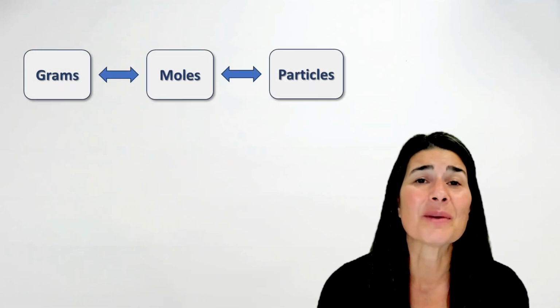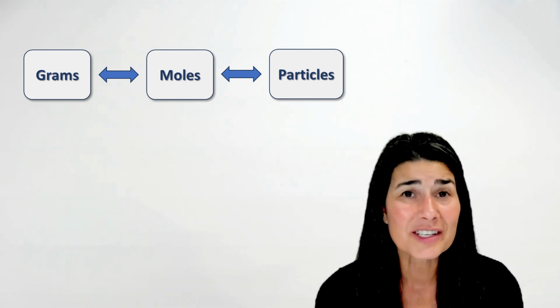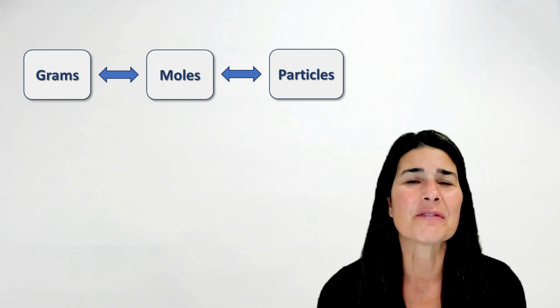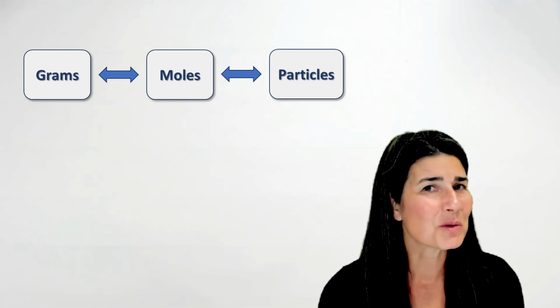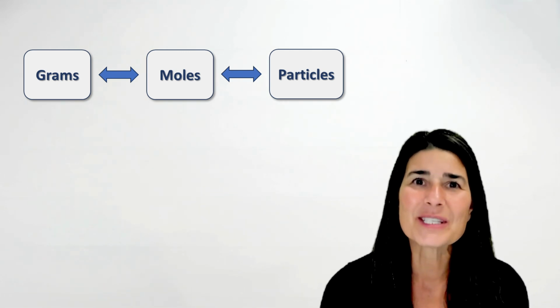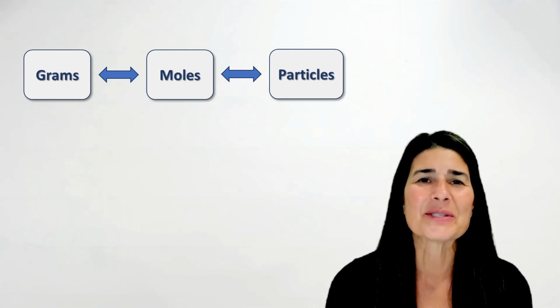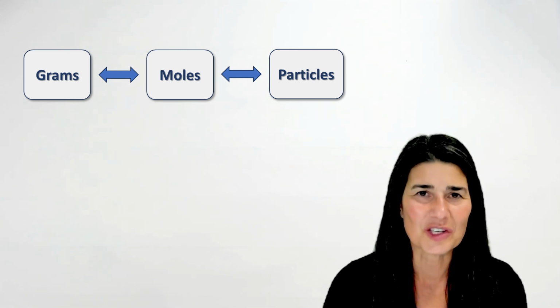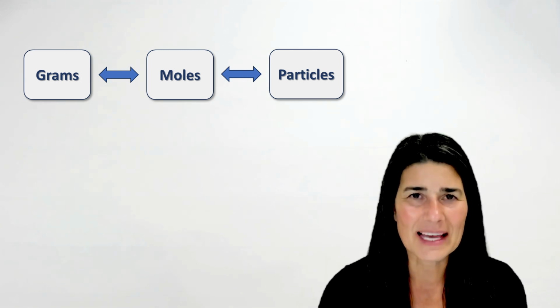So if you start with grams and you want to go to particles, you're gonna have to go to moles first and then to particles. If you start with particles and you want to go to grams, you gotta go to moles first. Particles to moles, moles to grams. It's gonna be a two-step procedure. Let's go through an example.